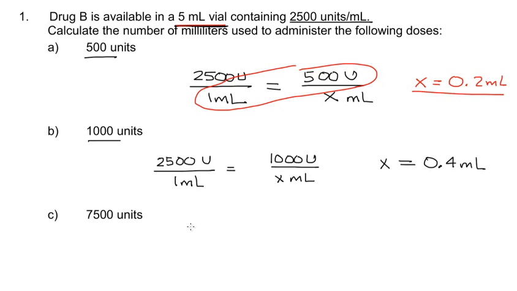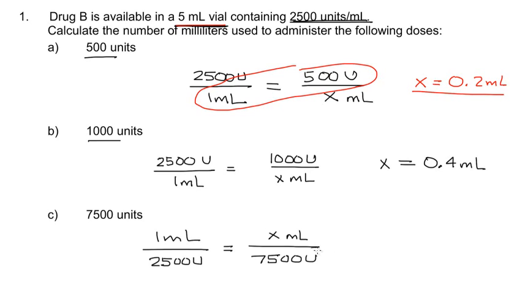7,500, same thing again. I'll do this one upside down just to prove that it can work. They say 2,500 units per milliliter. Instead of units on top, I'm going to say this: 1 milliliter contains 2,500 units. How many milliliters? That's the amount that they asked for. Do we need to get 7,500 units? 1 times 7,500 divided by 2,500 tells us that x is 3 milliliters now.